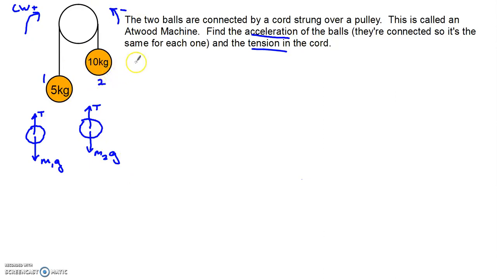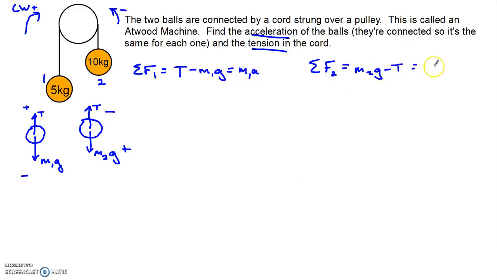So when we're writing our equations, the sum of the forces on the first object, it's got weight down. That weight would be a counterclockwise force, and it has tension up, which would be clockwise. So that tension is positive, and this weight is negative. So when we write the equation, we have T minus M1G equals M1A. And then the sum of the forces for the second object. Well, this is our positive thing because it's clockwise, and this is our negative thing because it's counterclockwise. So M2G minus T equals M2A.